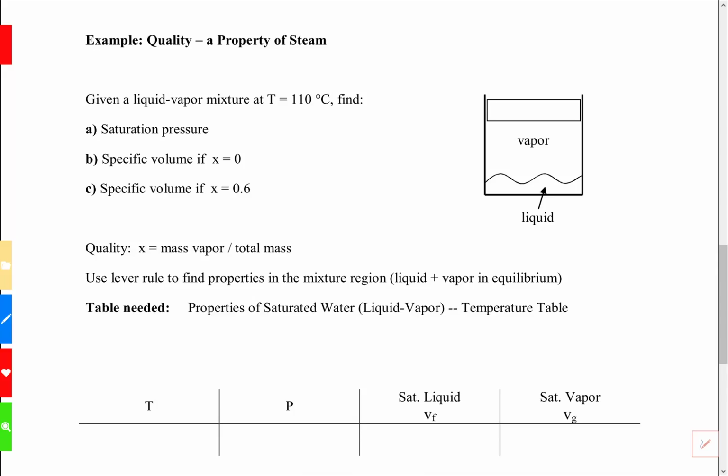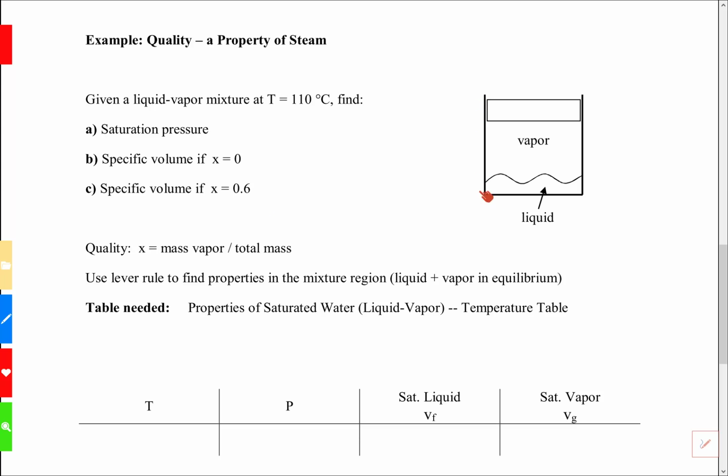We are given a liquid-vapor mixture at 110 C. We're asked to find the saturation pressure. B, we're asked to find the specific volume if the quality is 0. X is a symbol for quality, and quality is defined as the mass of vapor divided by the total mass. And C, we're asked to find the specific volume if the quality is 0.6.